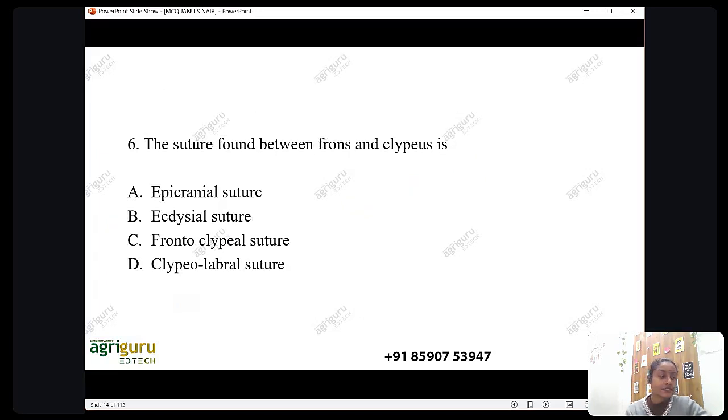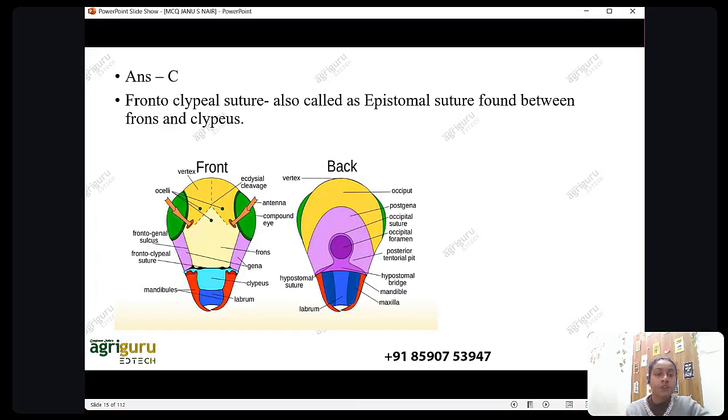Then the sixth question. The suture found between frons and clypeus is called: option A epicranial suture, epistomal suture, frontoclypeal suture, and clypeolabral suture. Again, this is another very easy question. The right answer is frontoclypeal suture. The frontoclypeal suture has another name, that is epistomal suture. So in the exam, they can even mention epistomal suture instead of frontoclypeal suture.